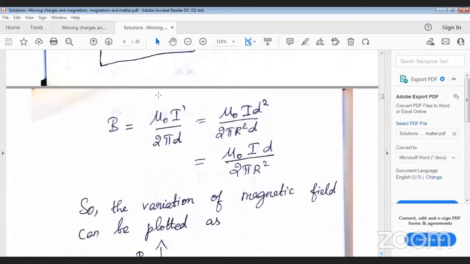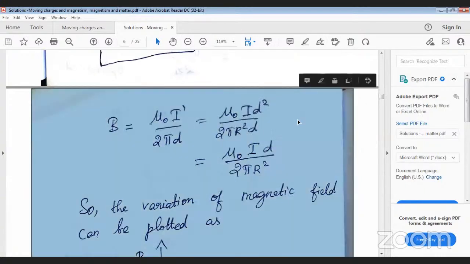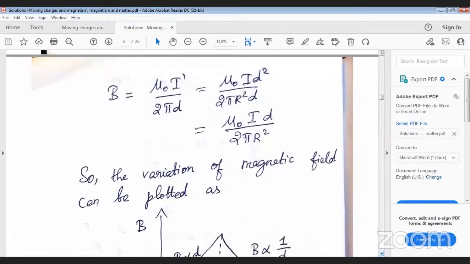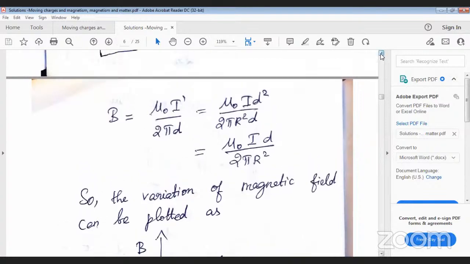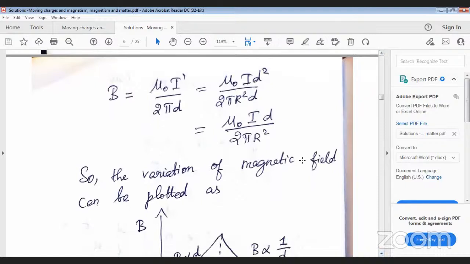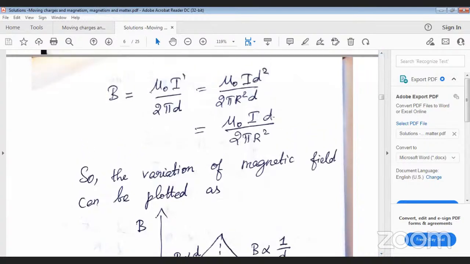What is the magnetic field? Mu naught I prime by 2 pi d, and instead of I prime you have to put I d squared by R squared, so mu naught I d squared by 2 pi R squared into d. So this is mu naught I d by 2 pi R square, and all the other terms will be cancelled. So here you see the magnetic field is inversely proportional to R square, or directly proportional to d. You can call it that way. So this is the first region, at a point inside the cylinder.